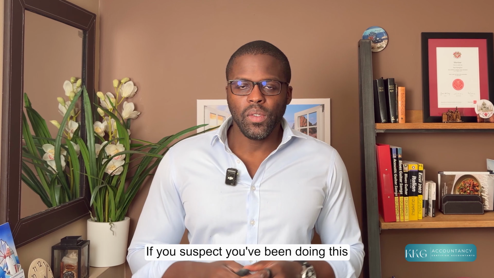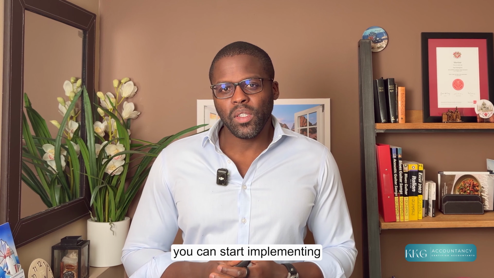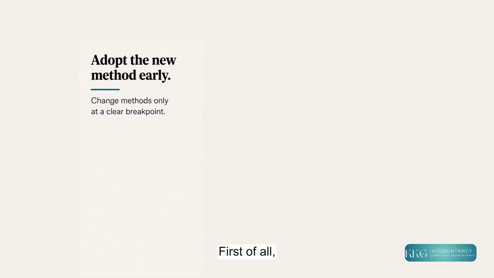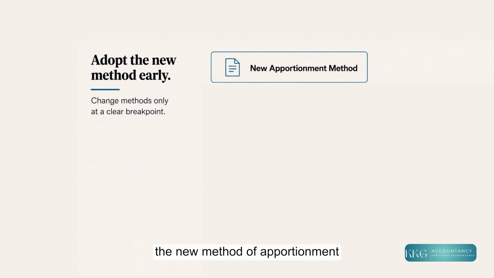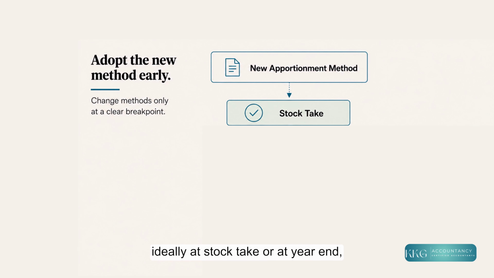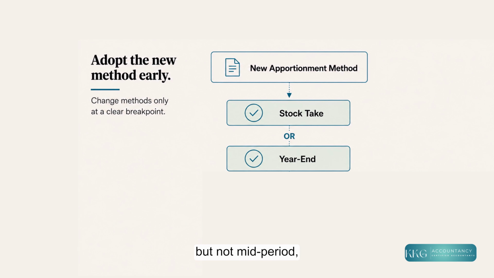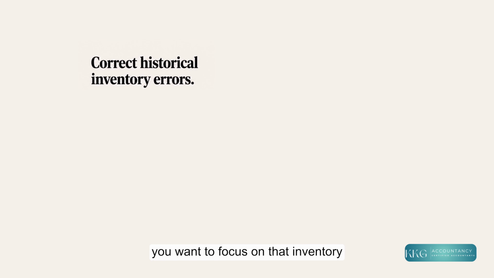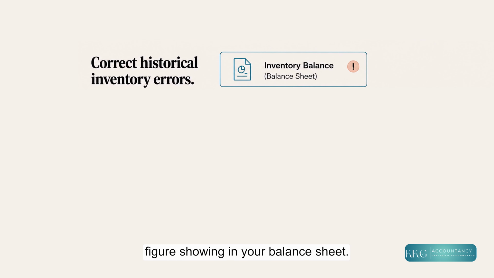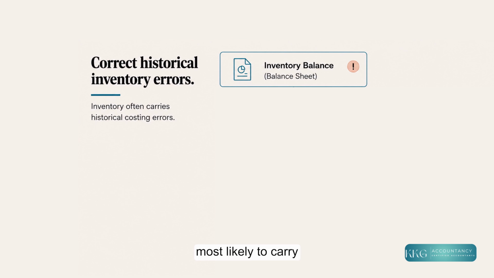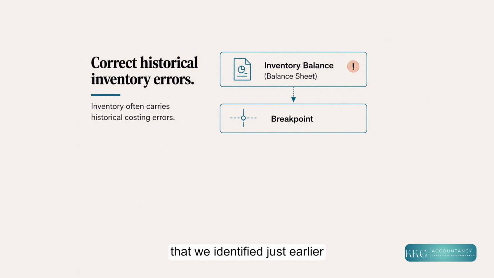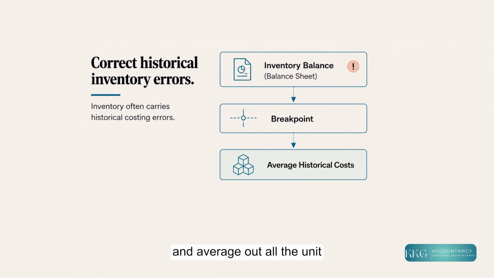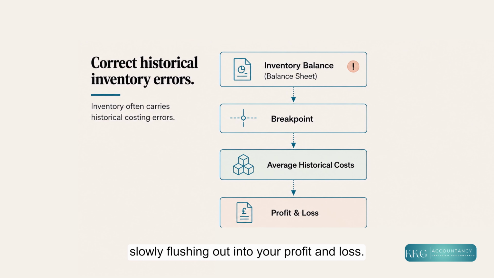If you suspect you've been doing this wrong, here are two practical fixes you can start implementing as soon as possible. First of all, you want to make sure that you adopt the new method of apportionment as soon as possible. Ideally, at a stock take or a year end, but not mid-period, just because you need that clear breakpoint. Secondly, you want to focus on the inventory figure showing on your balance sheet. This is the figure most likely to carry all the historical errors to date. You want to look at the breakpoint that we identified just earlier and average out all the unit costs across all of your inventory and slowly flush it out into your profit and loss.